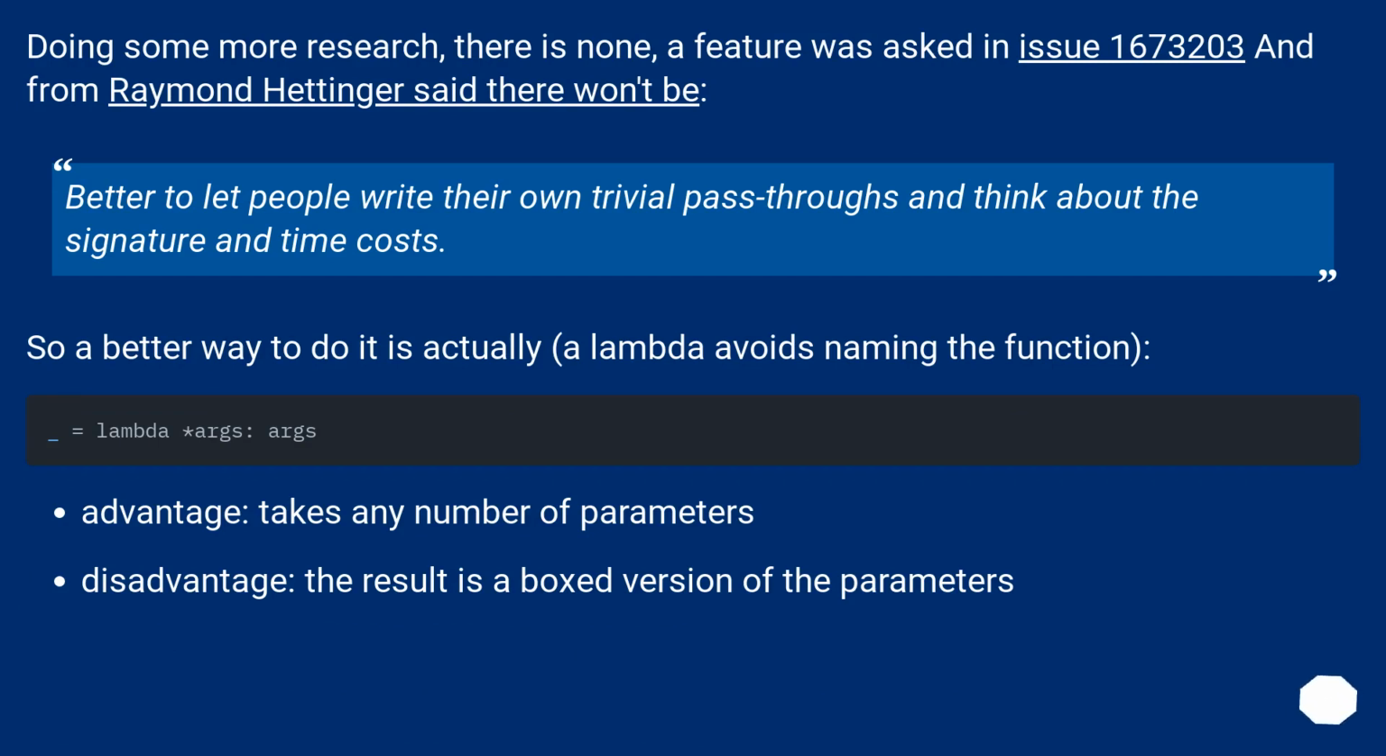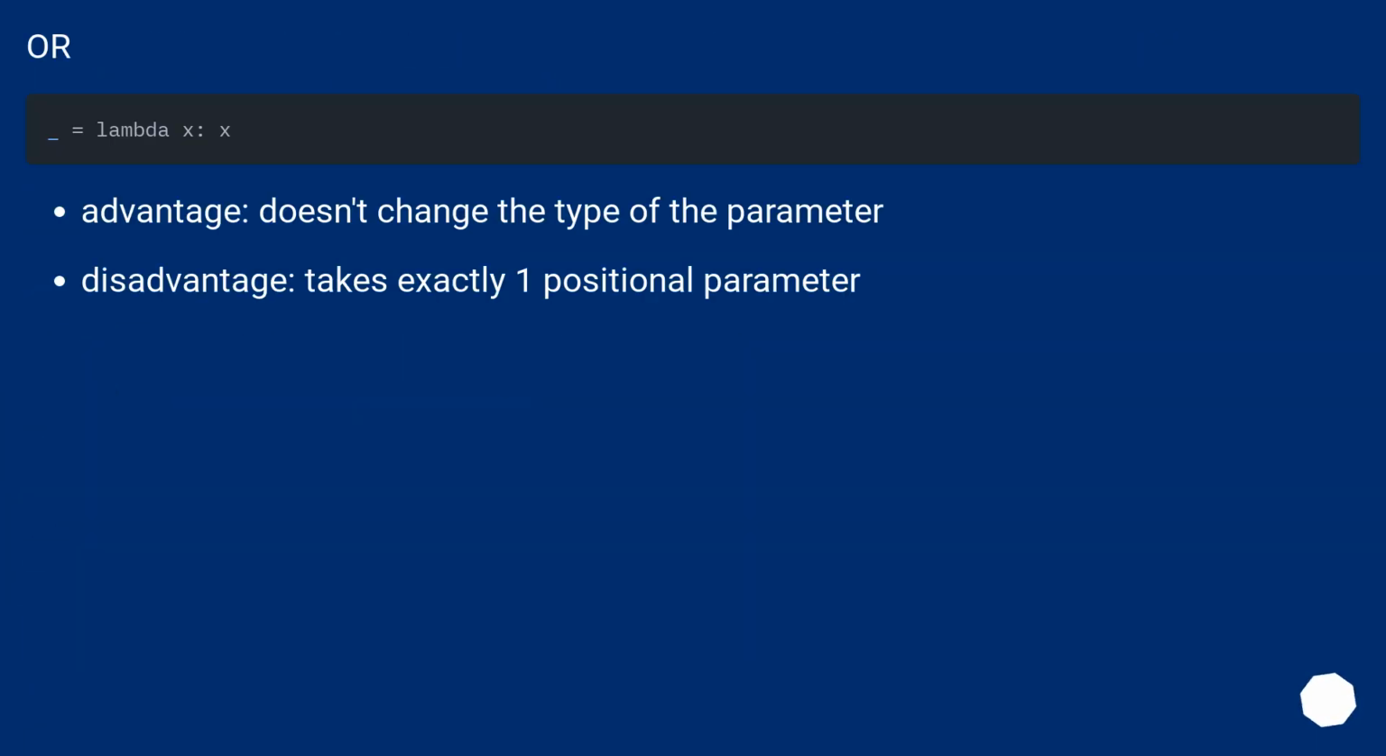So a better way to do it is actually a lambda, which avoids naming the function. Advantage: takes any number of parameters. Disadvantage: the result is a boxed version of the parameters. Or, advantage: doesn't change the type of the parameter. Disadvantage: takes exactly one positional parameter.